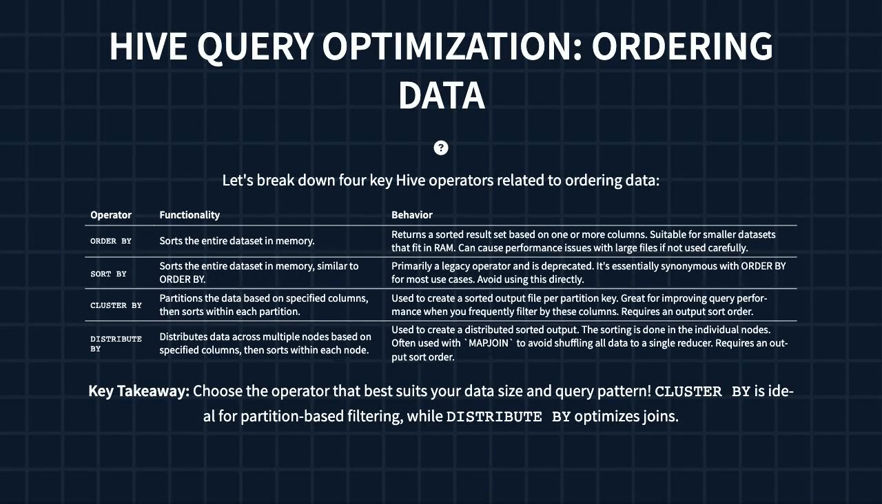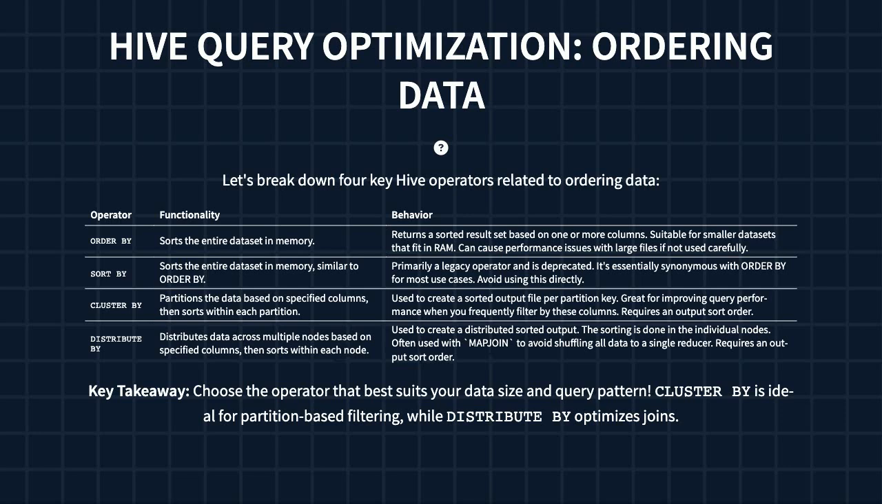Okay, let's talk about how Hive sorts data. We have four main operators to consider: order by, sort by, cluster by, and distribute by. Order by and sort by are pretty similar. They both sort the entire dataset in memory, which is great for smaller files but can be a bottleneck with huge datasets. Cluster by is different.